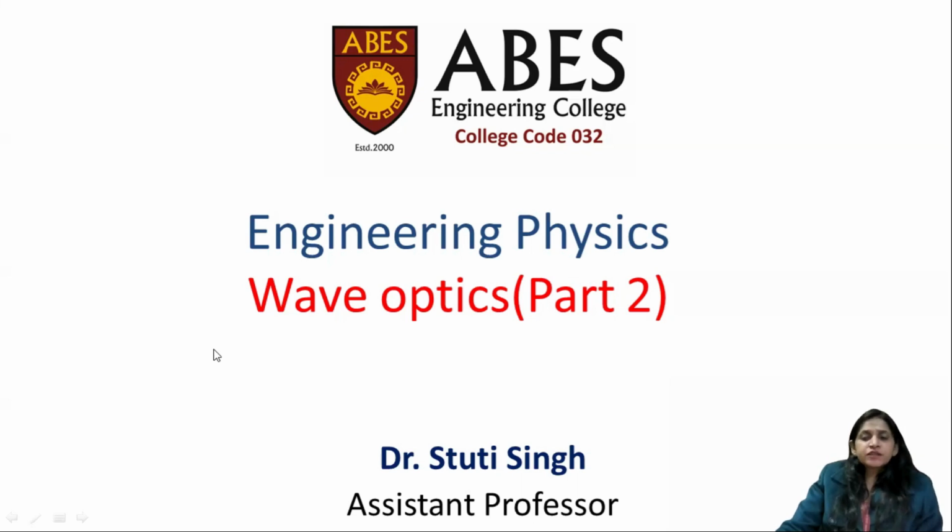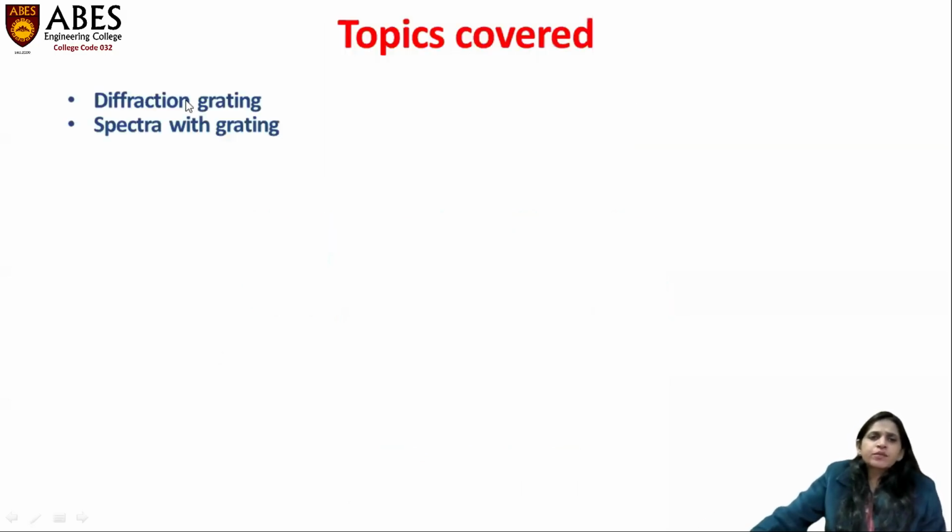So we are continuing with Wave Optics Part 2. In the last lecture of Wave Optics Part 2, we discussed single slit diffraction, and in this lecture, we are going to discuss diffraction grating, spectra. We may also discuss missing order, and maximum number of order.